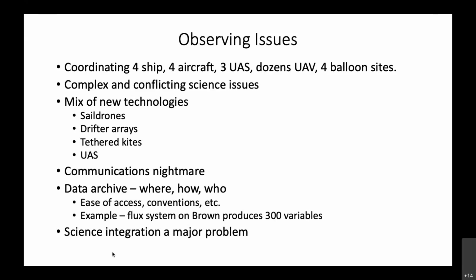We had a mix of new technologies. By new, I mean we weren't using them 10 years ago. Sail drones, drifter arrays, a couple of ships had tethered kites on board, and then there were new UAS capabilities that we're not used to doing. The communications was a real nightmare because all the airplanes and ships are used to communicating different ways. We attempted to get a unified communications method that all the platforms used. And we went through XChat, Planet, and 2 or 3 others. By the middle of the field program, we had it pretty much under control.